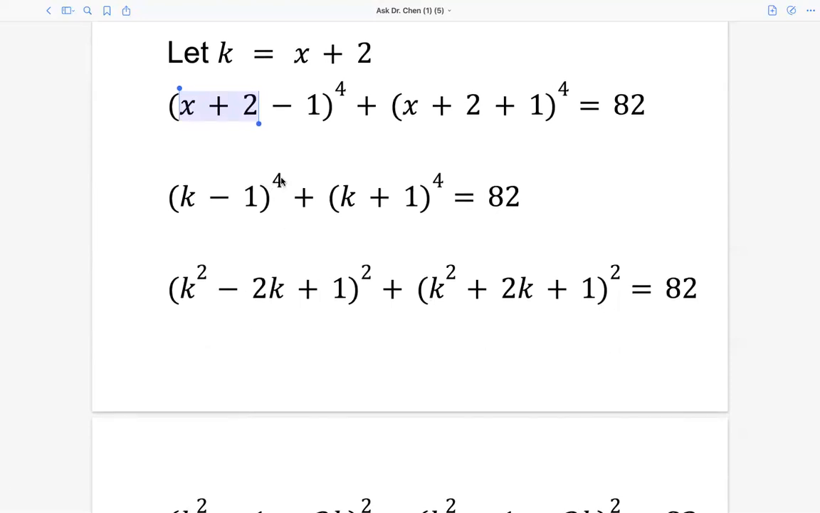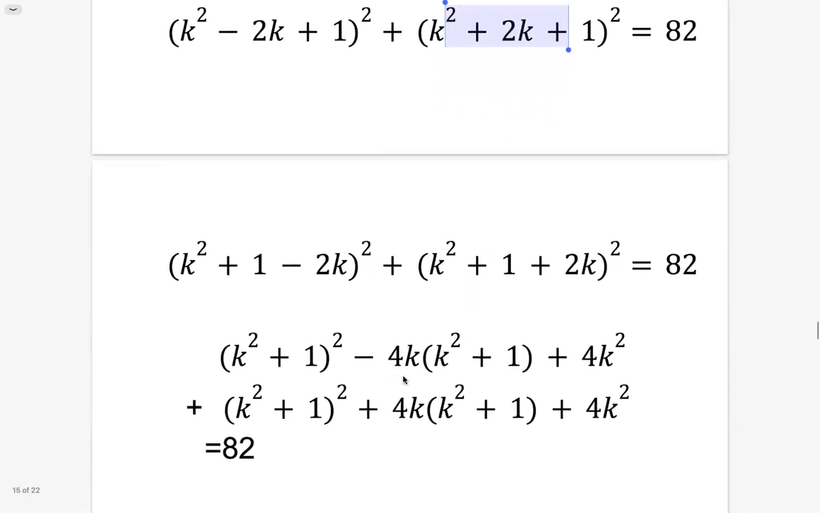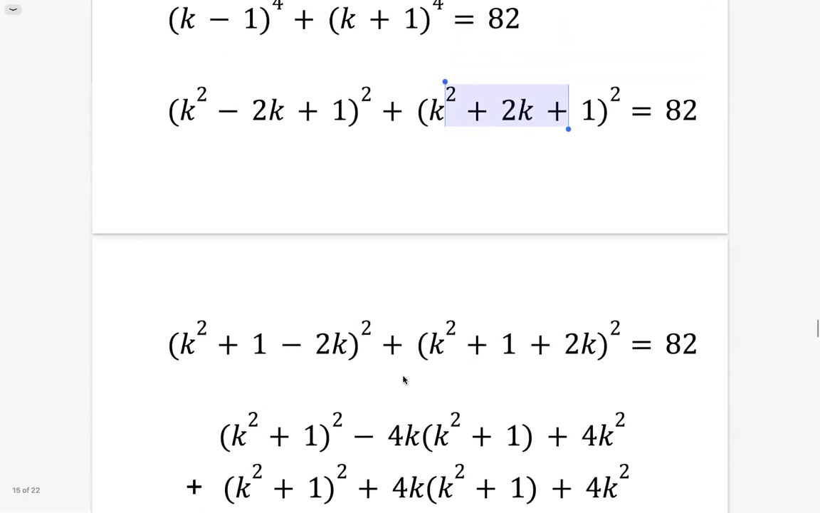Then we square it. This is to the first power, but let's just take the second power first. The second power is a perfect square. We get k squared minus 2k plus 1, and for this one we get k squared plus 2k plus 1, squared. We still have this square form. With these two, we see we have k squared plus 1 in common: k squared plus 1 minus 2k, and k squared plus 1 plus 2k.